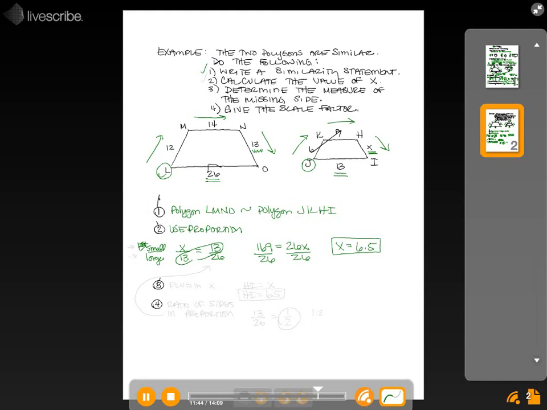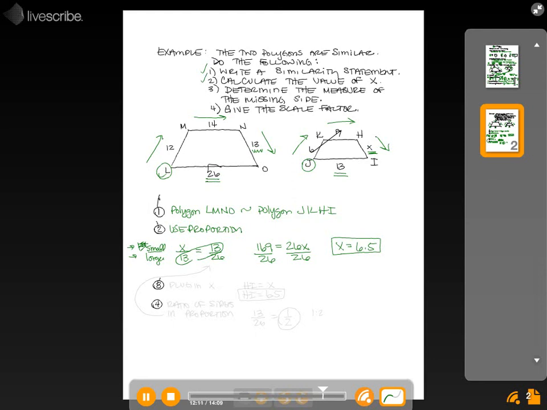Now, that's if we have one side that's a variable. If you have more than one side that's a variable or has variables in its expression, that's fine. You can use them in your proportion. You just need to make sure that whatever you're pairing up, notice again how I put the small on top. Small is always in the numerator, and the larger figure is always in the denominator. That's how we need to set these up. All right, so there's number 2. We've calculated the value of x.